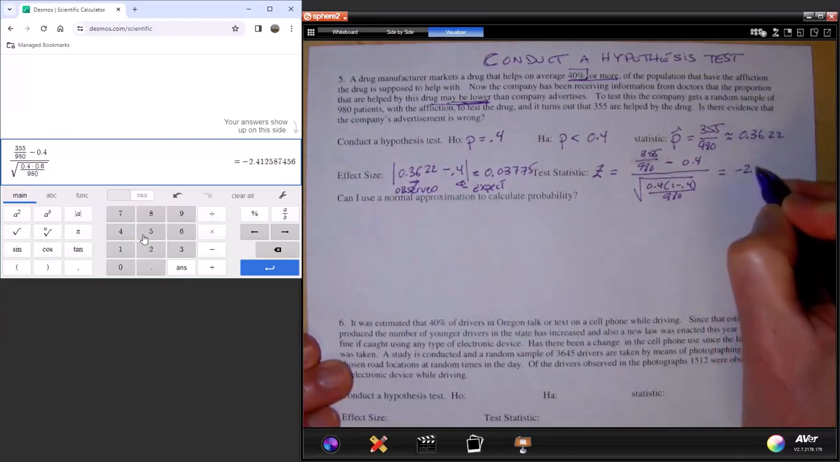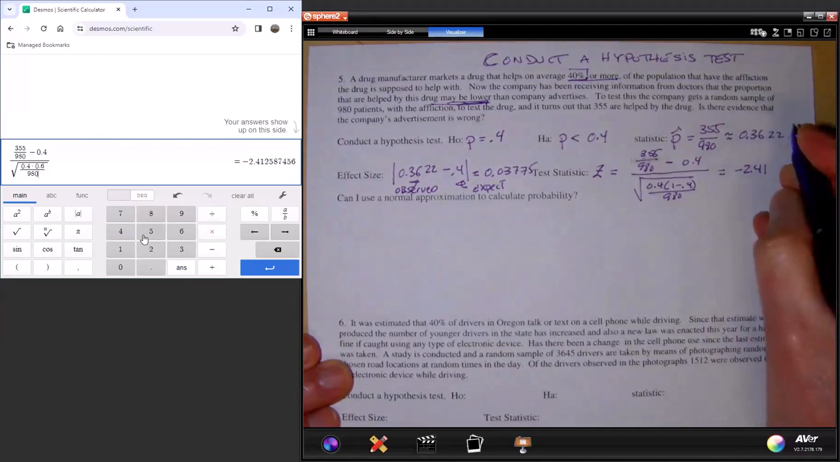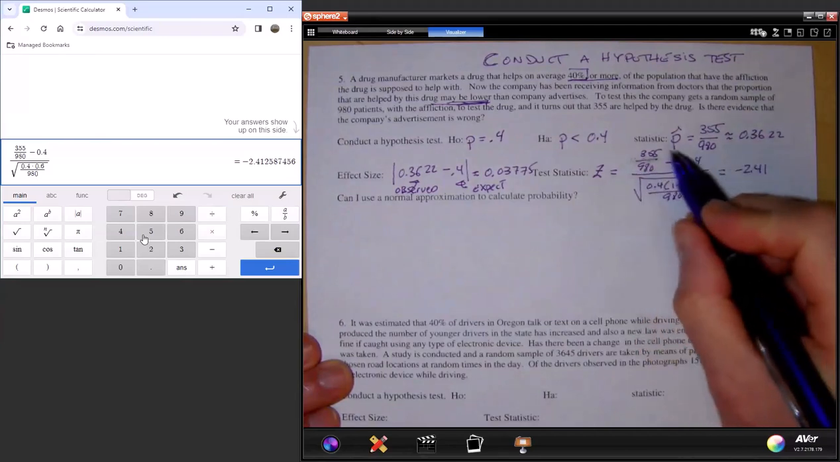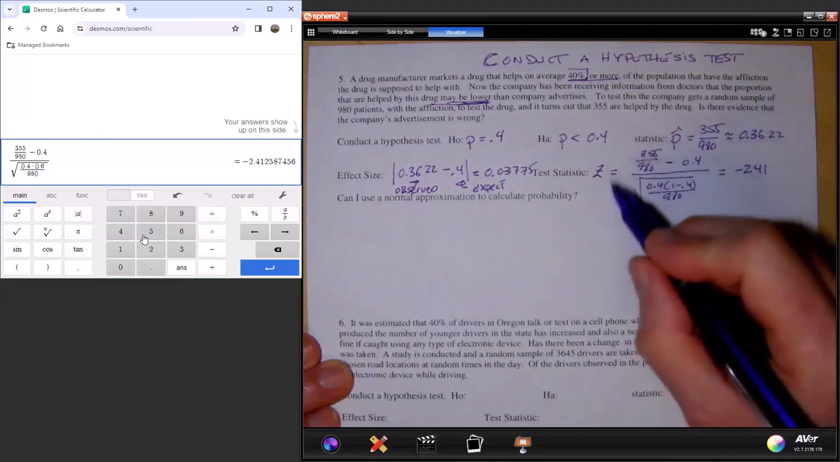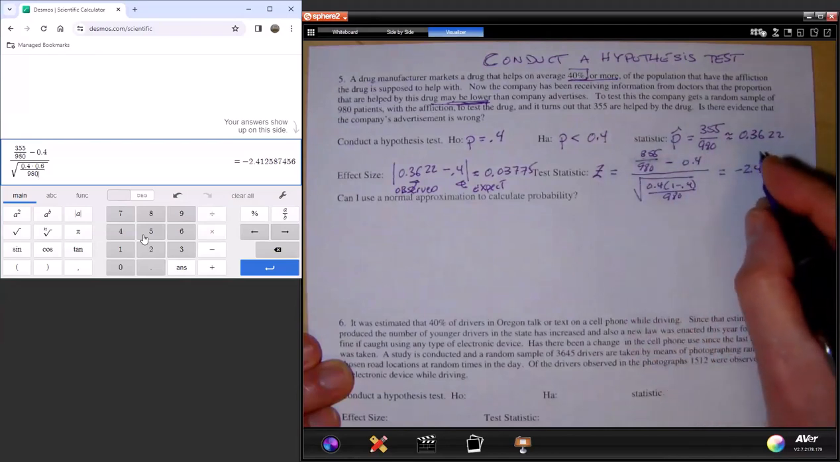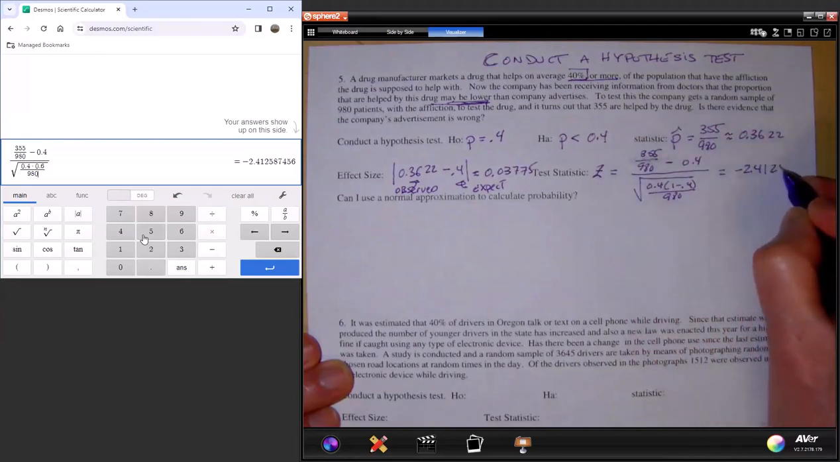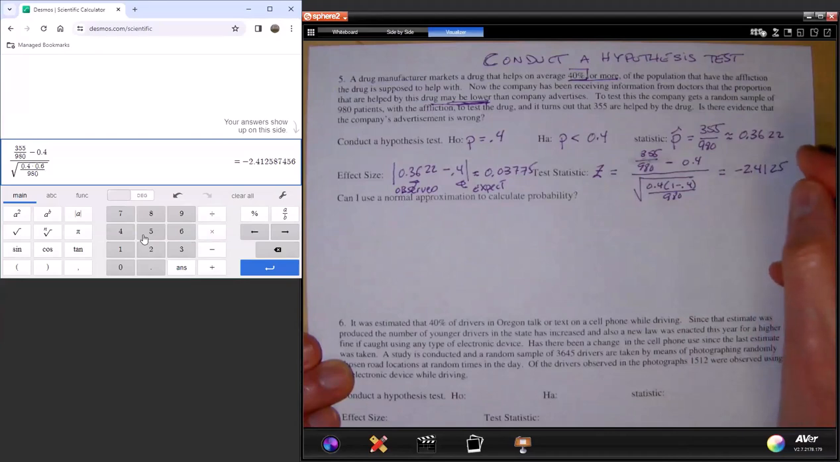The word test statistic is general. It applies to any type of test statistic when we're doing hypothesis testing or we're summarizing. So this could change depending on the situation. But the general name is test statistic.